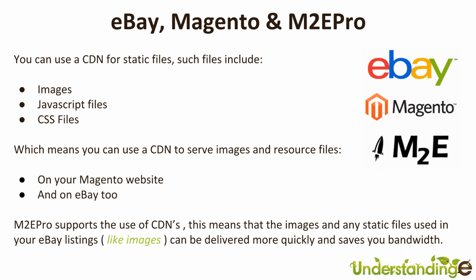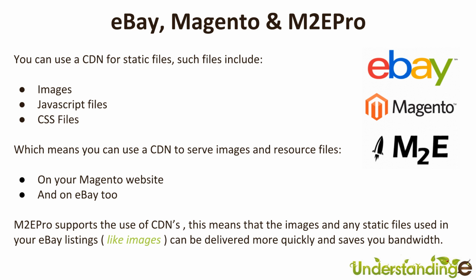And there is a note here as well that M2E Pro does support the use of a CDN. So this means that any images which are static files like style sheets, for example, used within your eBay listings can be delivered more quickly to your customers on eBay. And of course, that also saves you bandwidth as well.